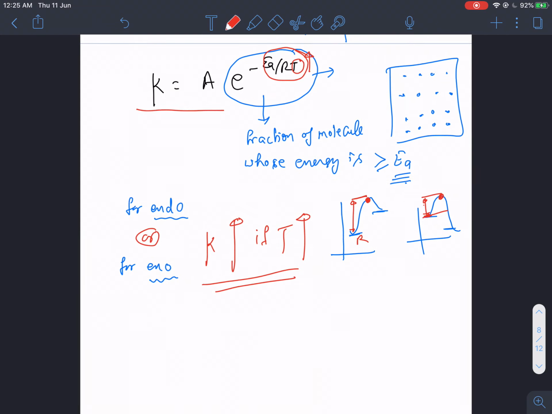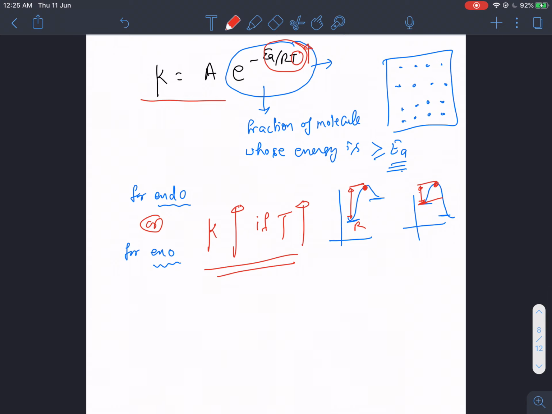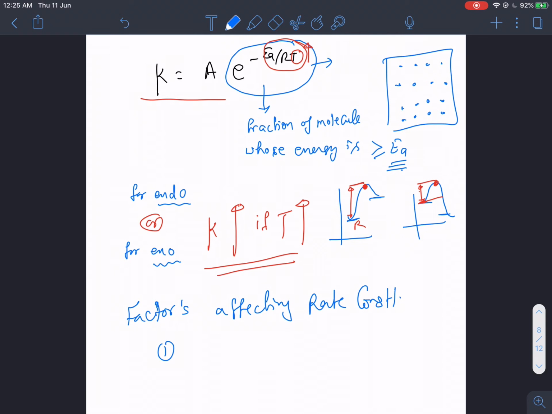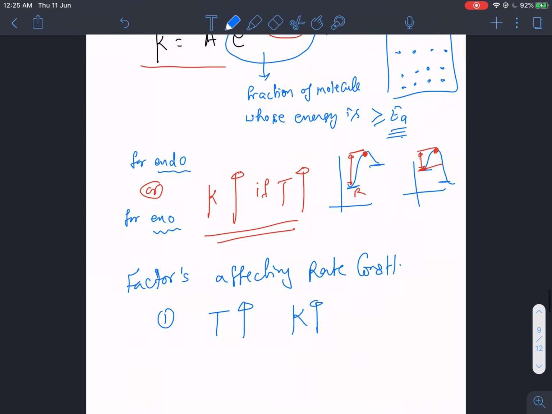Right now I am talking about the factors affecting the rate constant. Number 1 is that increasing temperature increases K. Once again I am telling you, it doesn't matter whether it is endothermic or exothermic, whether it is exo or endo, it doesn't matter.